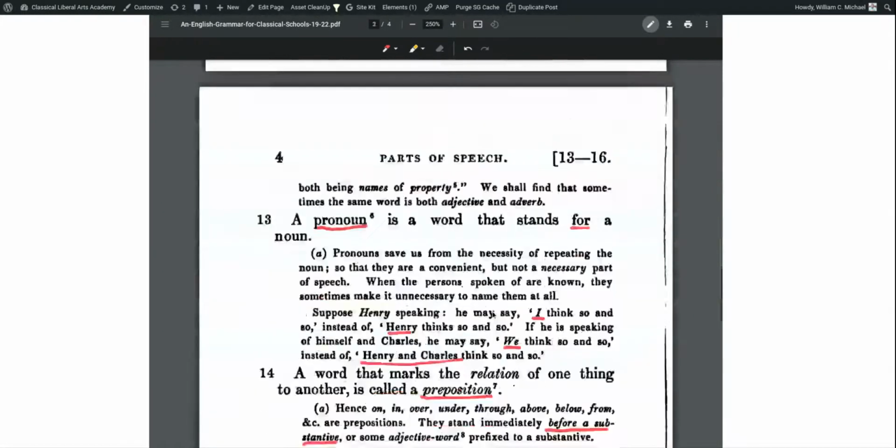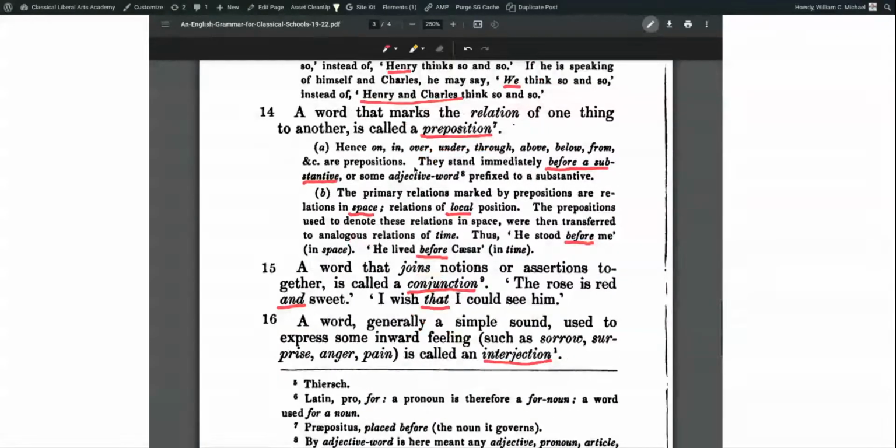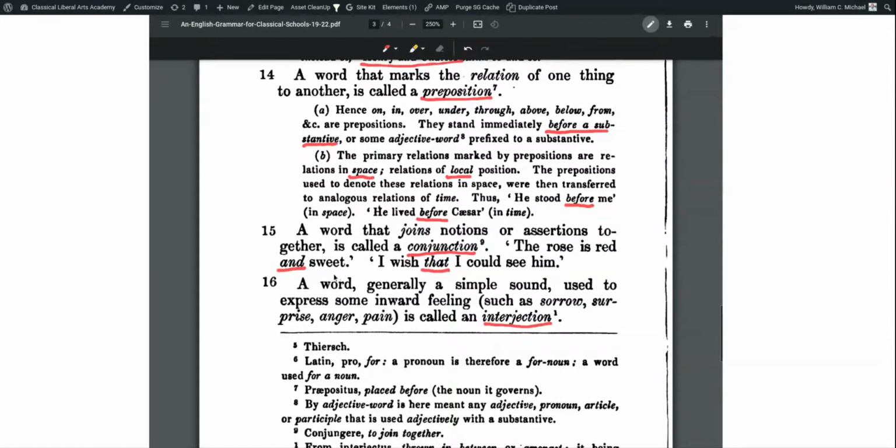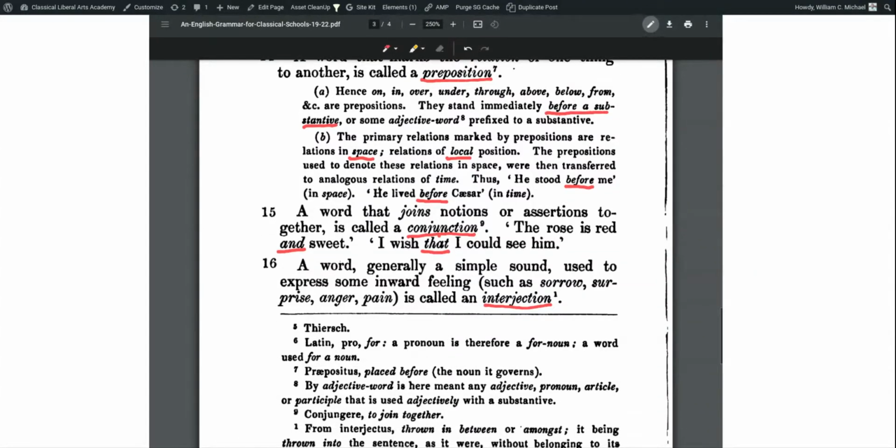All right. On to Rule 13. We learned about pronouns, words that stand in place of a noun. We learned that they're not necessary, but we use them because they make language more pleasant. Pronouns. Rule 14, we learned about prepositions. Prepositions are words that mark the relation or the relationship between two different things. We learned about prepositions. In Rule 15, we learned about conjunctions, words that join ideas together. And lastly, in Rule 16, we learned about interjections, words that express some inward feeling. And we looked at some examples like wow, oh, ha, and so on. So these are the parts of speech.